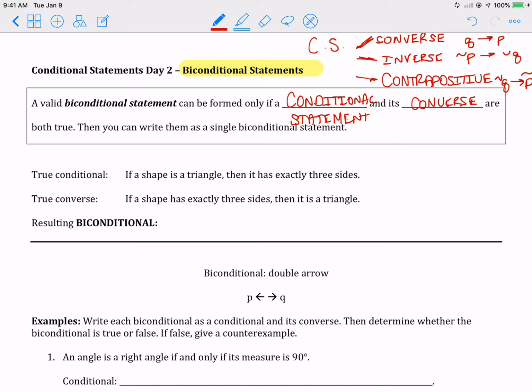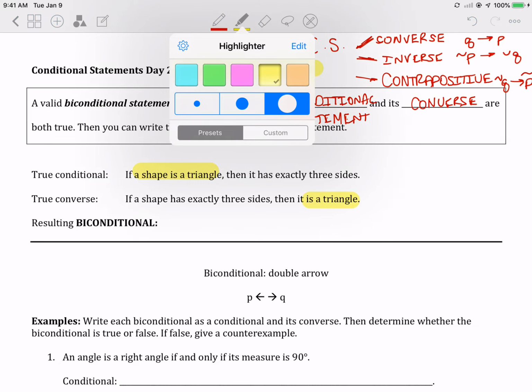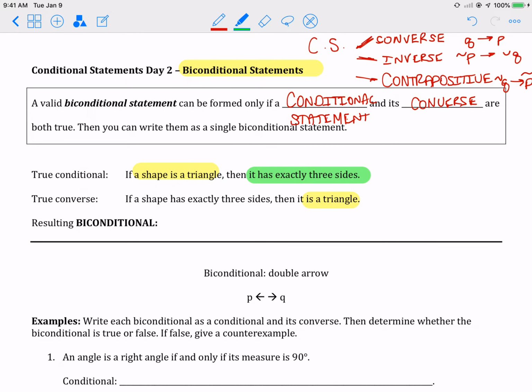So our first example, they're telling us this is true, so I don't have to figure out whether or not it is. And it states simply, if a shape is a triangle, then it has exactly three sides. We're all brilliant mathematicians, so we know triangles have three sides. So if I flipped it around, remember, if I'm writing the converse, my hypothesis becomes my new conclusion, and my conclusion gets written as my new hypothesis.